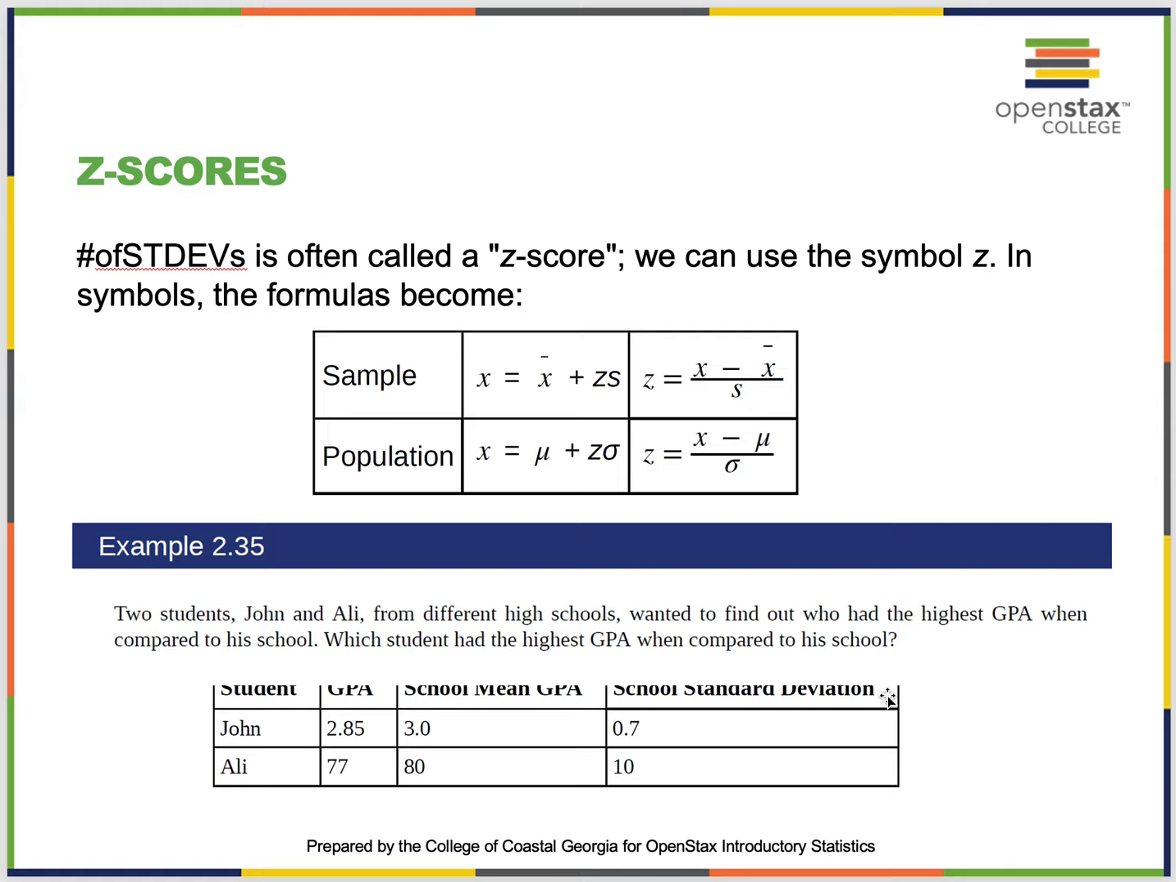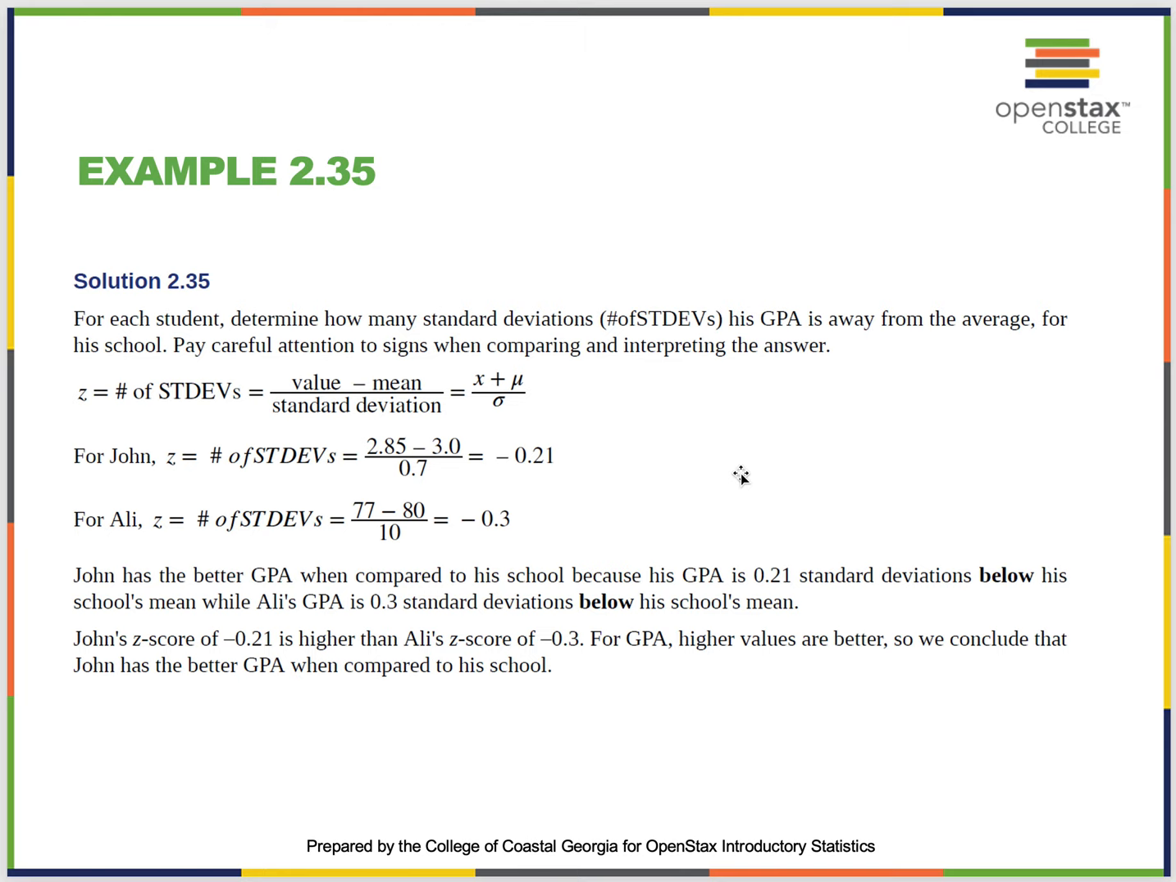It's often called the z-score, and this symbol z is in x equals x bar plus z number of standard deviations. So if you solve for z, it becomes x minus x bar divided by s for the sample, and x minus mu, which is the population mean, divided by the population standard deviation. We got a lot coming at you here, and we're going to make it look better soon. So here's two things.